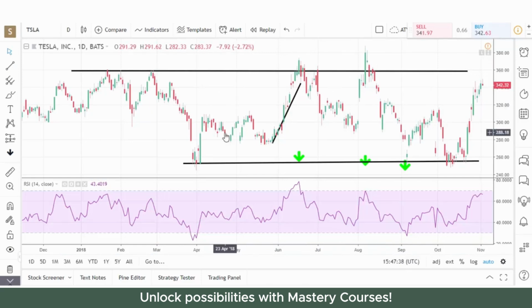So if we had used resistance and support along with our RSI indicator, that would have given us more confidence that the trades were correct at this point. RSI is an oscillator that is best used, if you can use, with a support and resistance level. So that's RSI combined with support and resistance in the stock of Tesla.